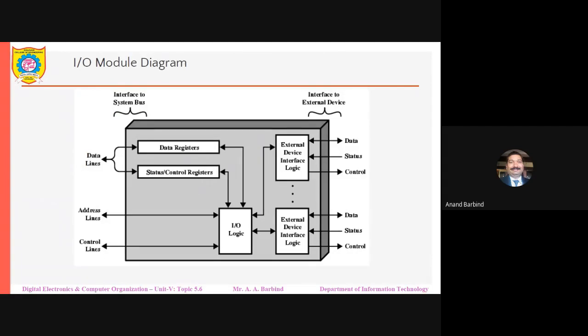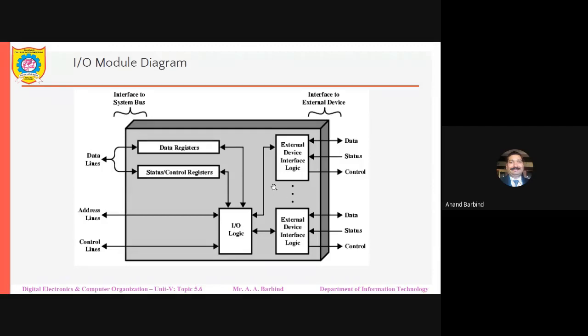So this is typically the internal diagram of I/O. Already we discussed this one in brief. So typically it contains the data register, that is the buffers. It contains the control registers, wherein it receives the command. It has the I/O logic through which it controls the way it communicates with the input output devices.